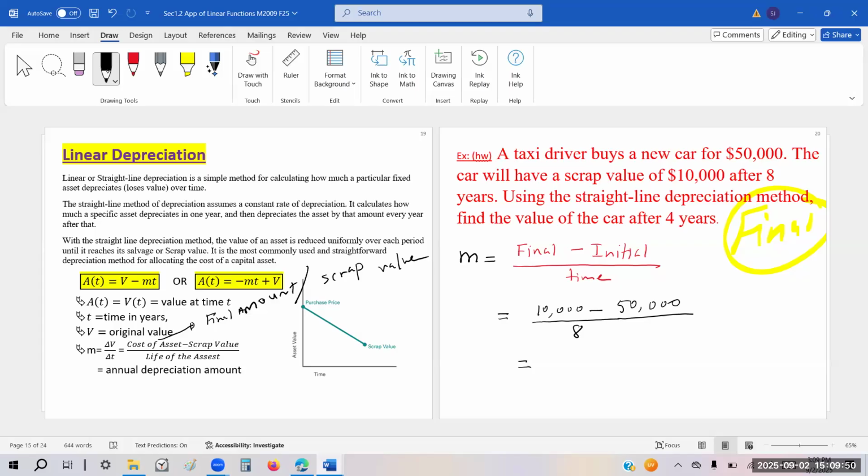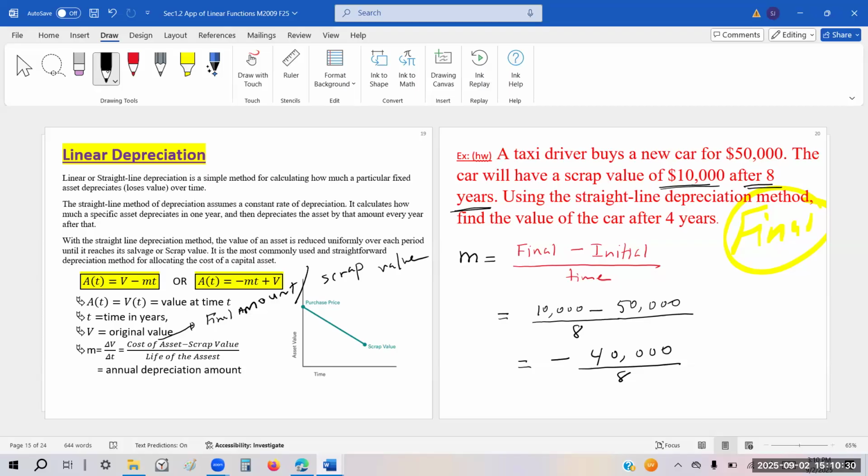So I'm not using that, I'm finding m manually. If you find it manually, we can see directly here that we're going to get a negative result. 10,000 minus 50,000, do you get positive or negative? Negative, because you're losing money. So we can see directly that we have a negative m. 40,000 over 8. So how much per year? How many years you spent, and the car becomes $10,000?